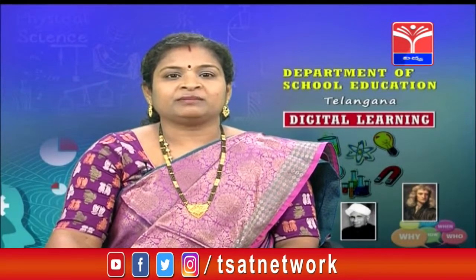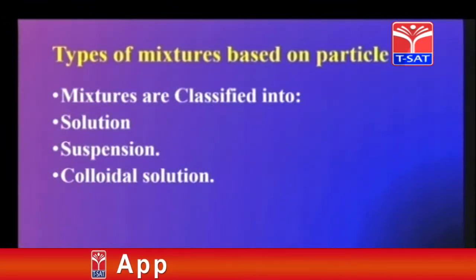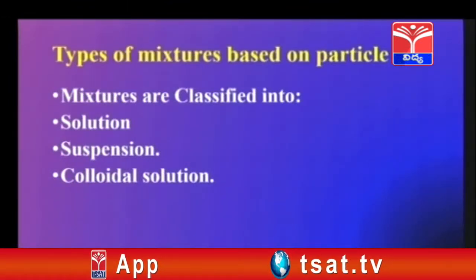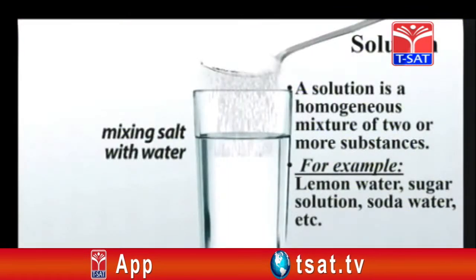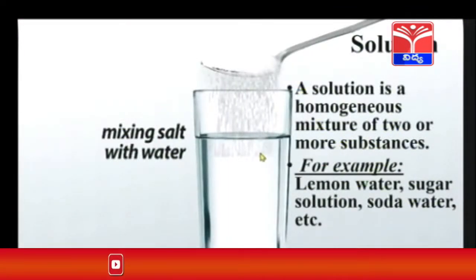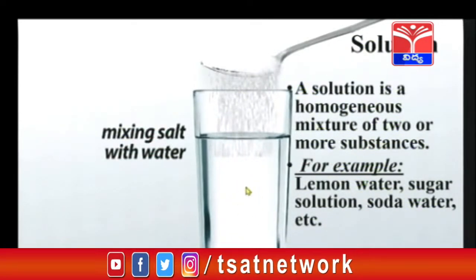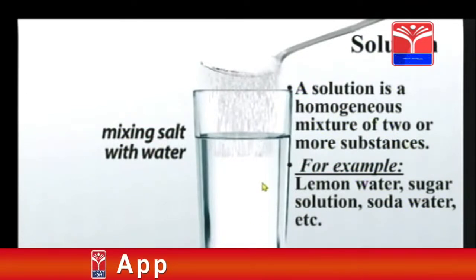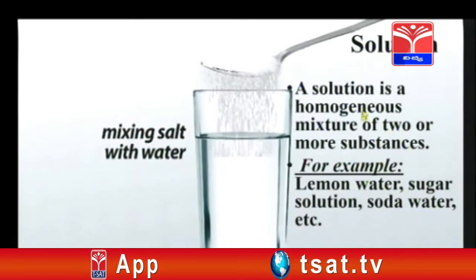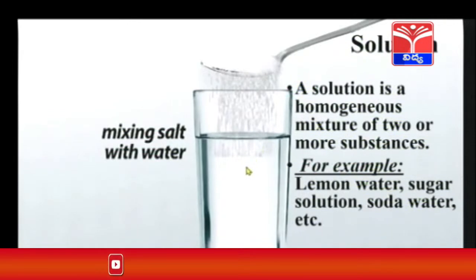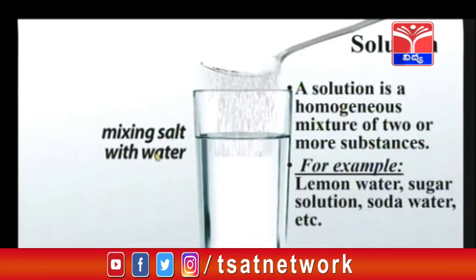Children, mixtures can be classified into solution, suspension and colloidal solution. Let us define what is a solution. In this example, we have seen sugar or salt, when it is completely dissolved in water, we get a clear solution. What type of mixture are we calling it? We call it a homogeneous mixture. So a solution is a homogeneous mixture of two or more substances. You can take salt, when it is dissolved in water, we get a clear solution. Our earlier example was mixing sugar with water.